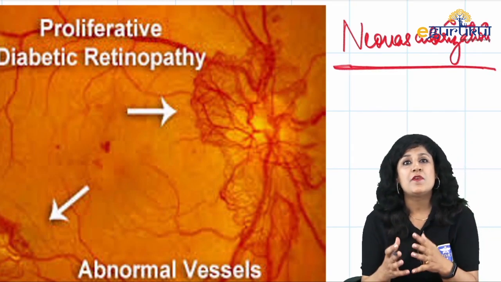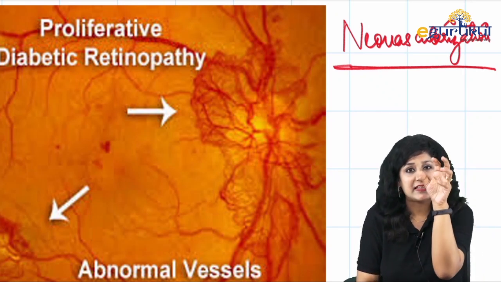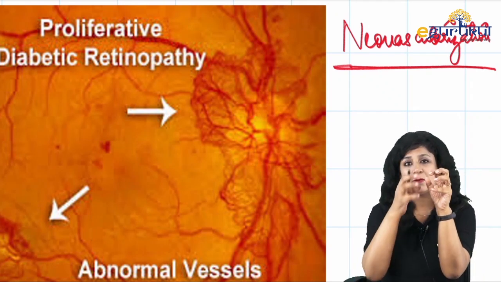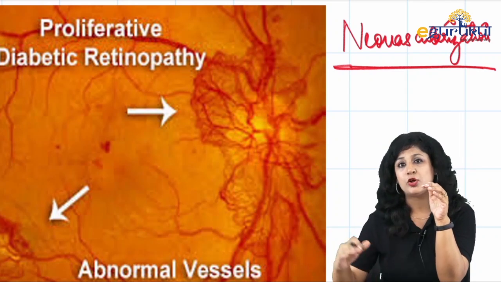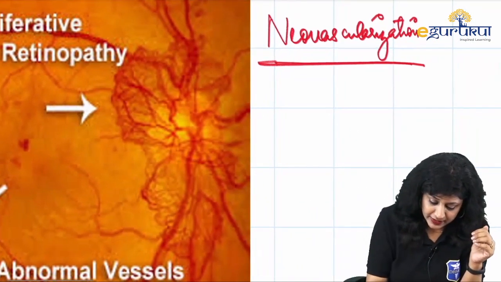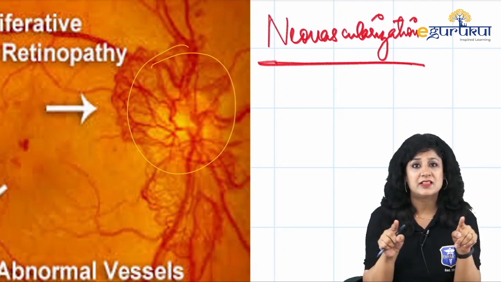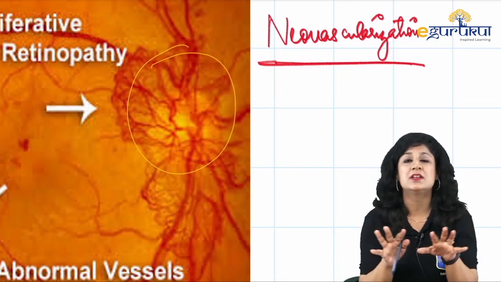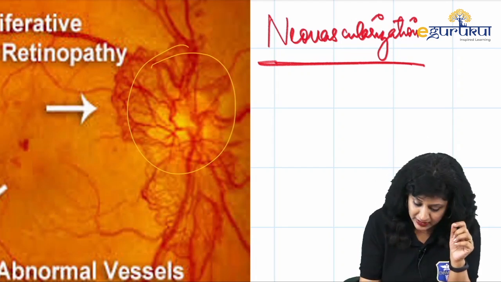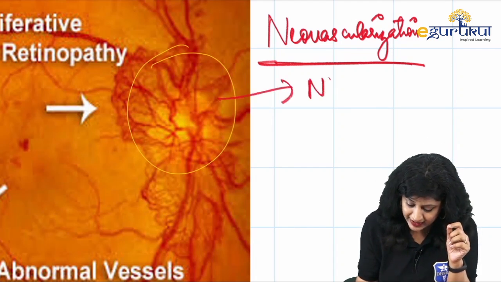And this neovascularization can take place exactly at the optic disc also. It can take place in other places, along the branches. So if you look here, you are having this optic disc, and over the optic disc you are having this lacy pattern, the branching pattern. So this is neovascularization at the optic disc. So this is your NVD.